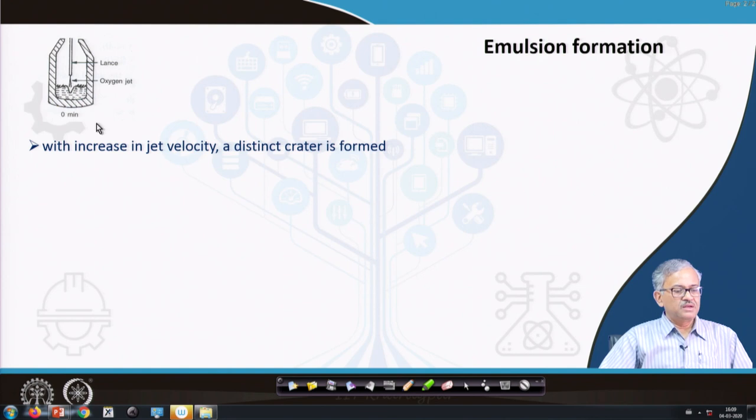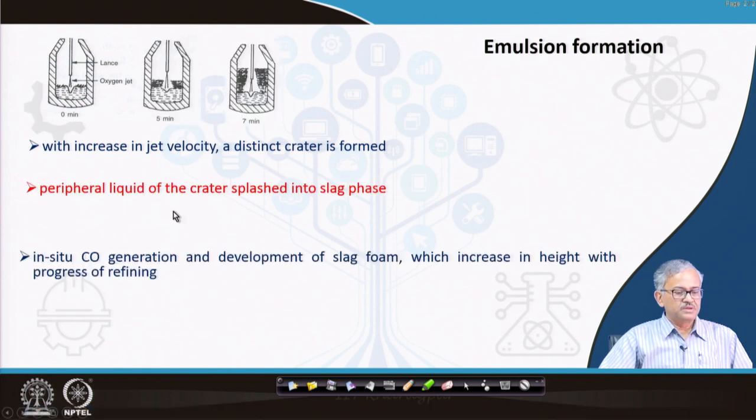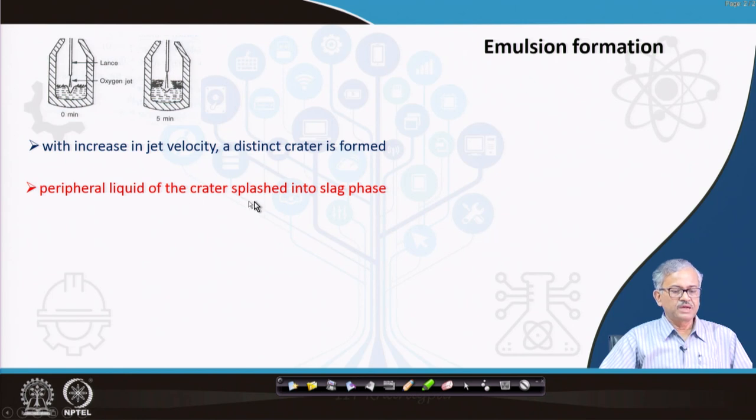and then the liquid droplets, that is the peripheral liquid of the crater, splashes into the slag phase. You have the slag here. So you have the slag here, and then what happens? Then the crater forms, and the peripheral liquid from here will be splashed into the slag phase. That is the crater. From the crater, there are liquid droplets. So it tears off, basically it tears off the liquid droplets and throws them into the slag phase.